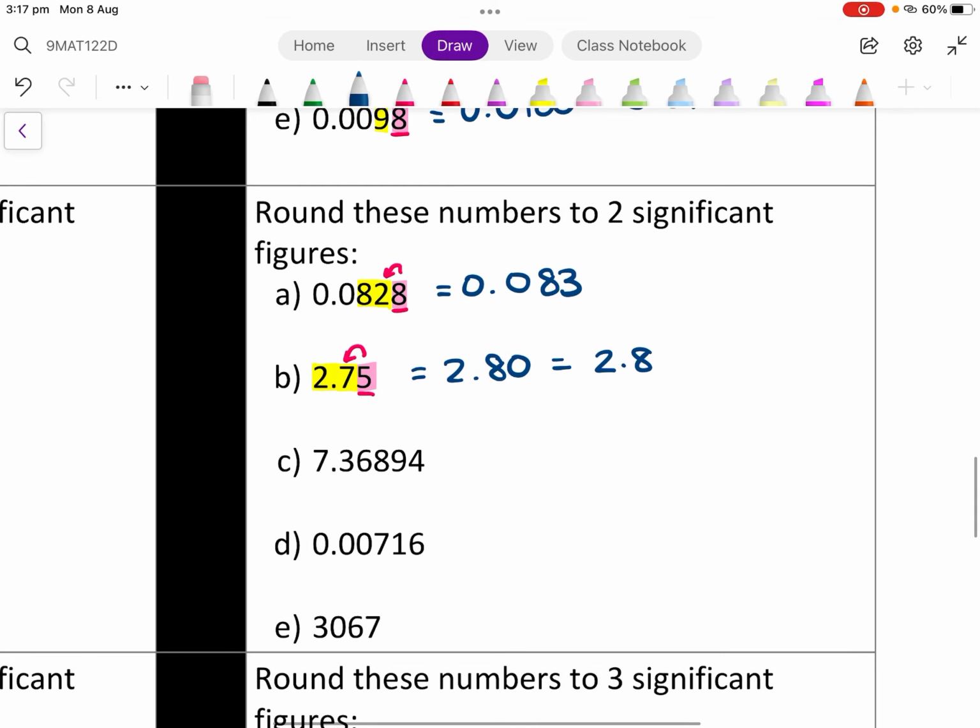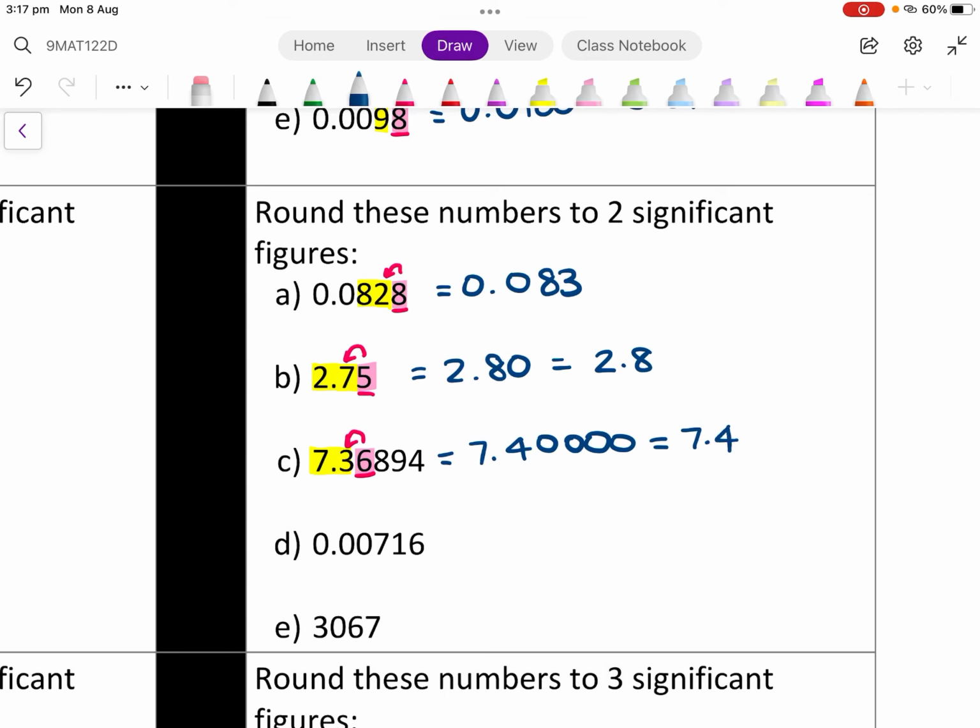C, we have 7.36894. The 7 and the 3 are the first non-zero digits that are significant. The 6 behind it is greater than or equal to 5, so it will round the 3 up to get 7.4000, which we can just write as 7.4.